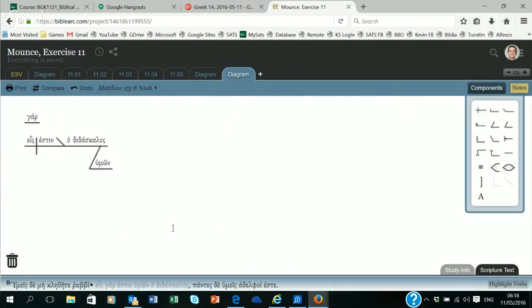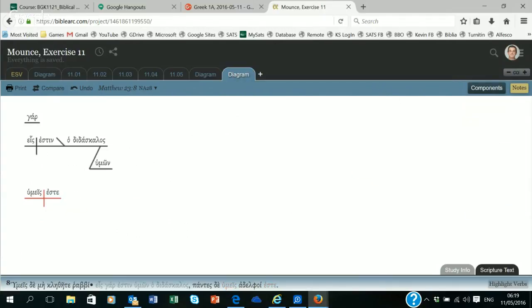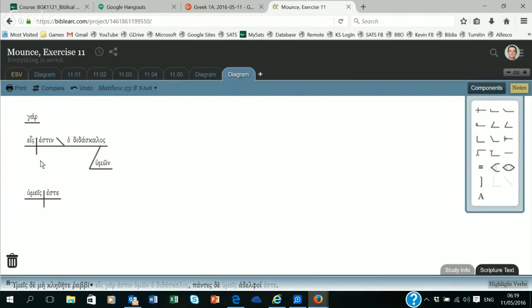We then have a second clause joined by de. De is, again, our conjunction, so I'll just move it there for now, or better still, I'll leave it out until later. Right, pantes, humeis, adelphoi, este. Humeis, the pronoun, is the subject, este, you are, is the verb. So once again, I'm going to choose those two, and I'm going to choose my baseline. This time it's managed to put the pronoun in the right place. Okay, so humeis este, you are.